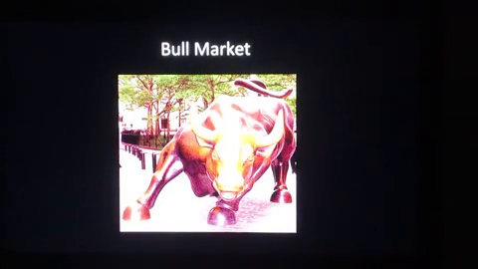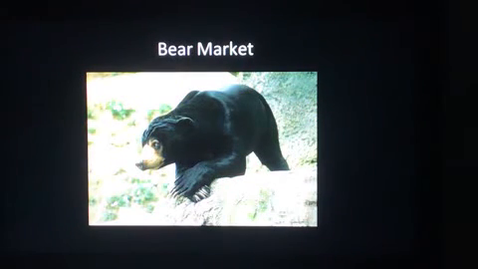Bull market: the market can be divided into a bull market or a bear market. A bull market is a market trend in which the rates are becoming very high. Then a bear market is one in which the rates are becoming very low. They are moving at a lower level.